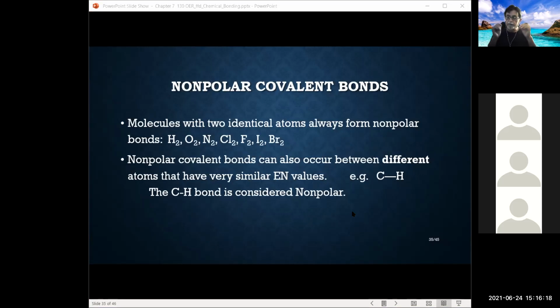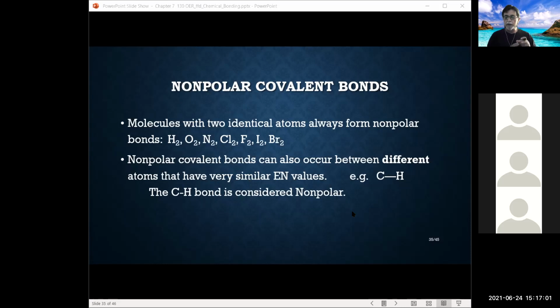The other example where you might think you have two different elements, and you would think you have a dipole, is carbon hydrogen. The electronegativity values of carbon and hydrogen are relatively the same. Yes, I know hydrogen's on the far left in the periodic table, and using that trend, you would think hydrogen is a lot less electronegative than carbon, but that's not the case. They're actually pretty close to each other. So for Chem 130, the electronegativity of carbon and hydrogen is essentially the same. Hence, any carbon hydrogen bond is a nonpolar bond.